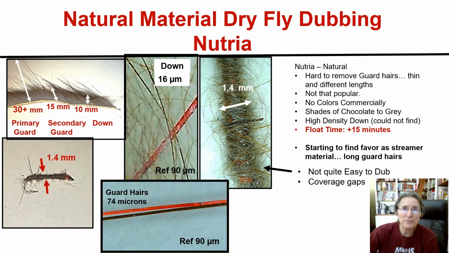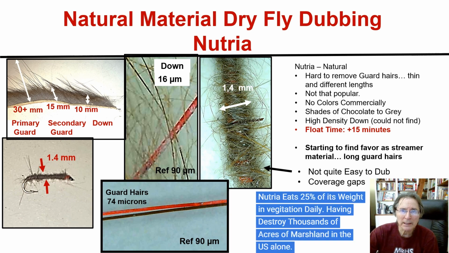The next natural animal dry fly dubbing is nutria. Nutria is probably the least popular of our animal dry fly dubbings. However, it is the least expensive, as nutria has been destroying the marshlands and there's bounties for the nutria. So pelts are readily available and fairly inexpensive.